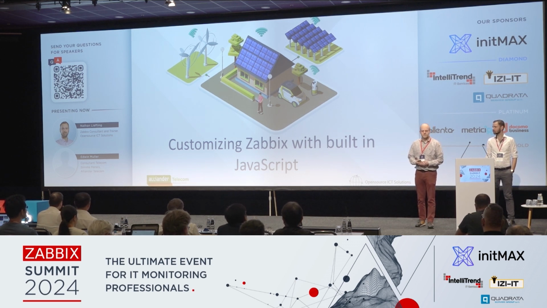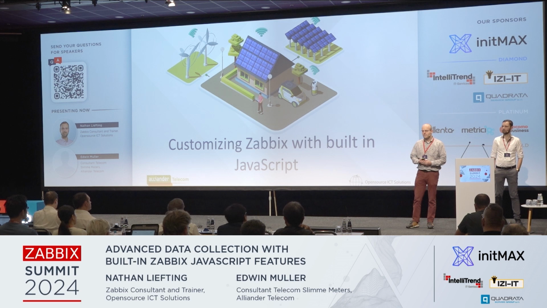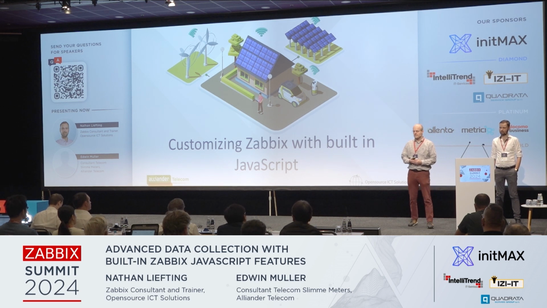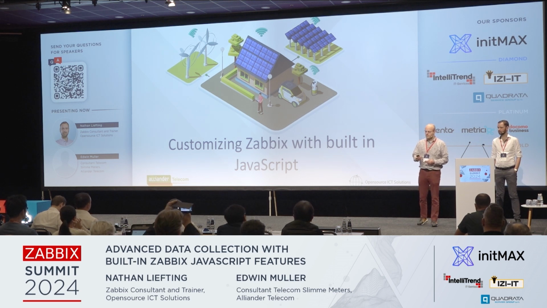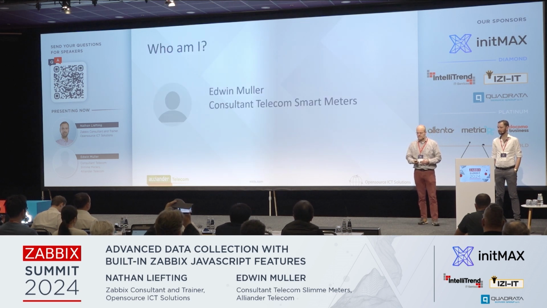Alliander is a Dutch grid owner. We occupy or put our products in 1/3 of the Netherlands. What we do is transport energy, like electricity and gas. Next to that, we have our own telecommunications network on 450 megahertz. I will tell you more about it later. We are working together with Open Source ICT Solutions. And as I said, Nathan will do the rest.